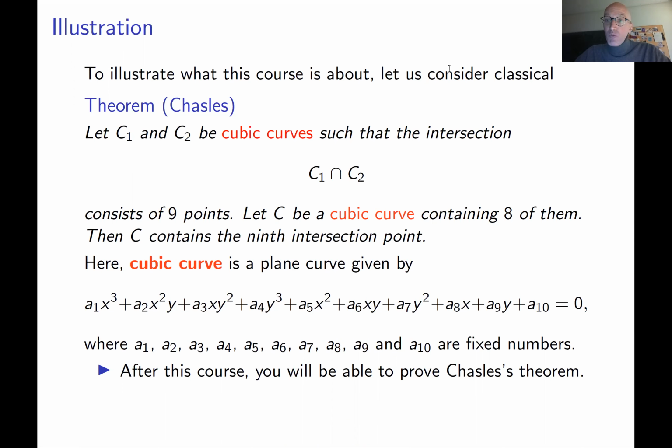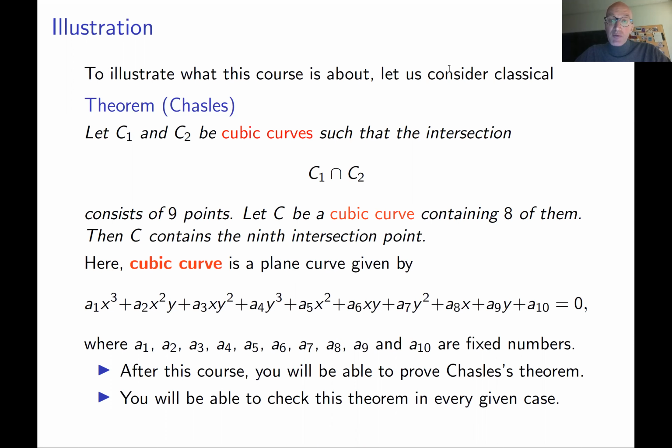After this course, you will be able to prove Charles' theorem. And moreover, after this course, you will be able to check the theorem in every given example. Basically, if I give you an example of two curves, very explicit, given just by two equations, and I find for you 9 intersection points, and I ask you to check that the theorem holds if you choose any 8 points out of these 9, you will be able to do this. Let's do this in one very explicit example.